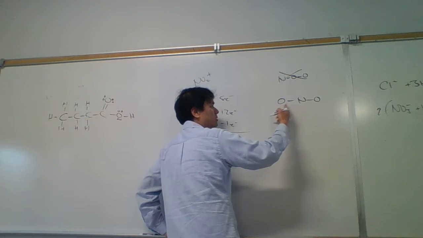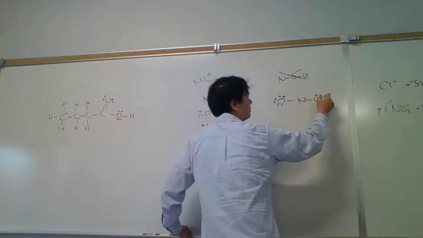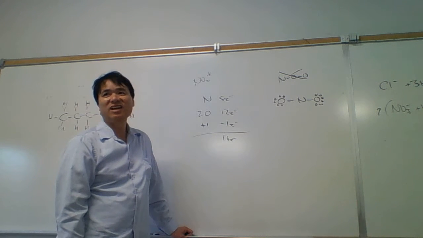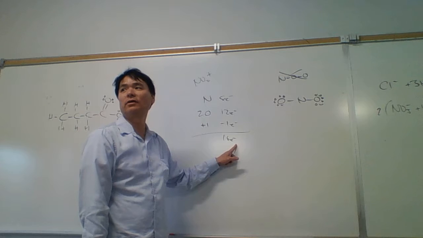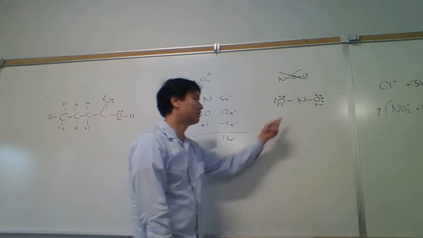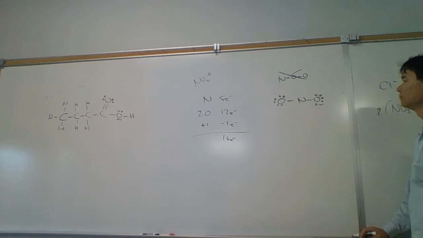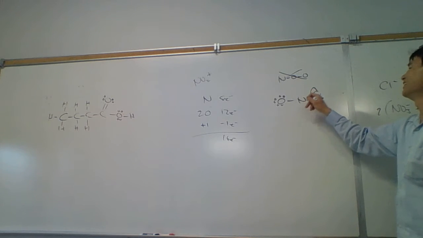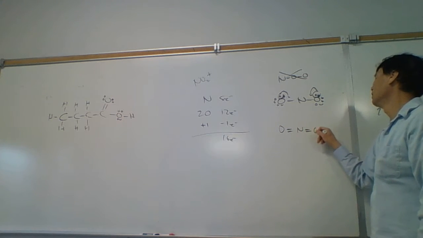Who gets first, oxygen or nitrogen? Oxygen, because it's more likely. Okay, and then, can you count how many electrons? I already see how many electrons I have. I have 16 electrons. I'm only allowed 16, so I can't complete nitrogen's octet. The only way to complete nitrogen's octet is to form a double bond. So let's take this pair here and make 2 double bonds. So it's going to go O and O, like this.